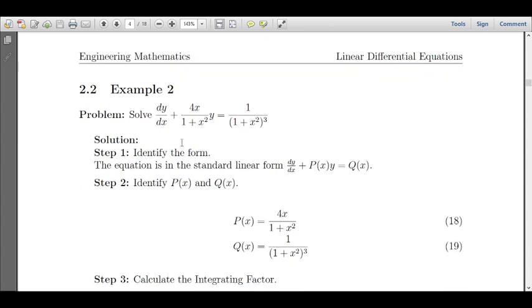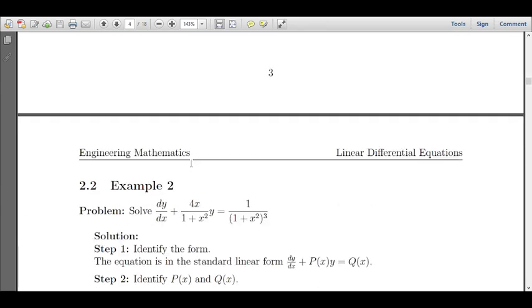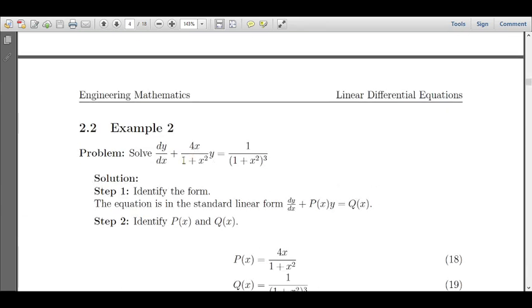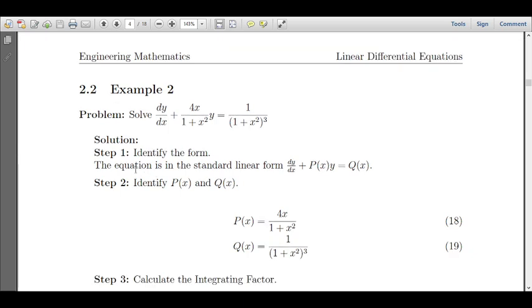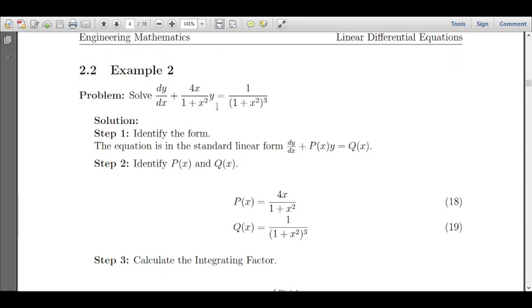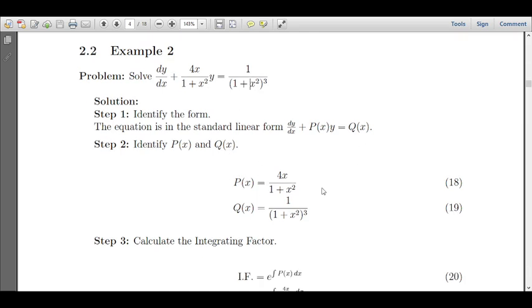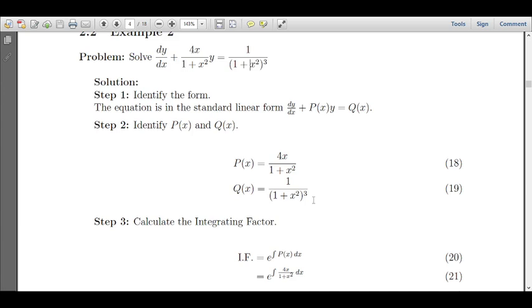Example 2. dy by dx plus 4x by 1 plus x square into y equal to 1 by 1 plus x square whole cube. Same thing, this is of the form dy by dx plus p of x into y equal to q of x, where p of x equals 4x by 1 plus x square and q of x is 1 by 1 plus x square whole cube.